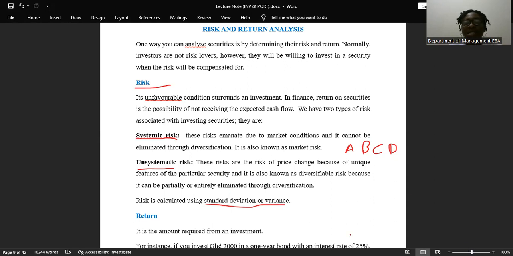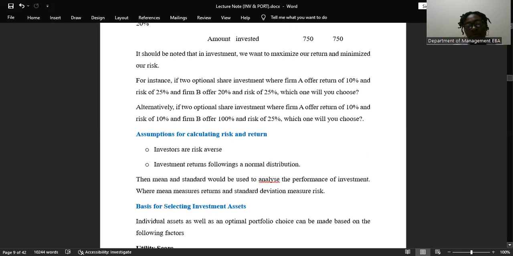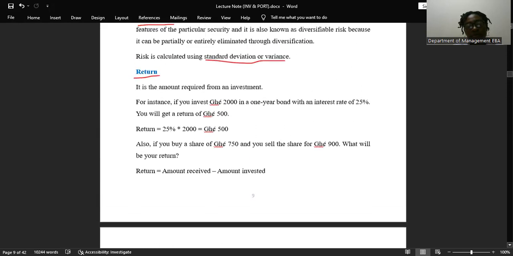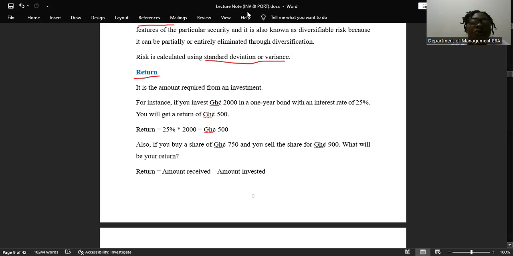Okay. Now let's go to what is return. Return is the amount we get on our investment. So we'll do some simple calculations here. For instance, if you invest 2,000 in a 1 year bond with an interest rate of 25%, that would be what? 25% times 2,000, and you are getting what? 500. 25% times 2,000, okay?